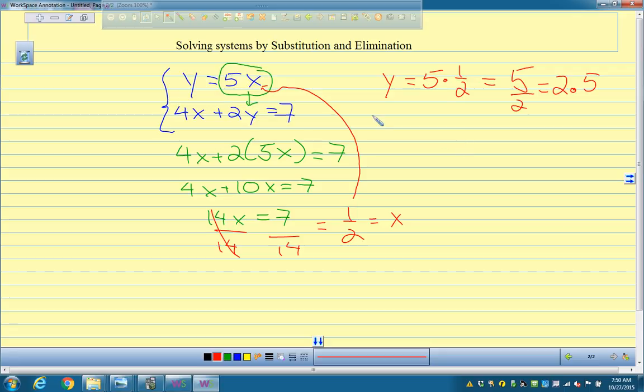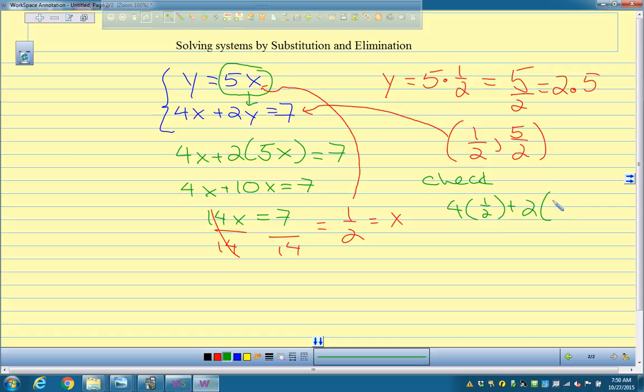So where these two lines, if I were to graph these two lines, where they would intersect is at 1/2, comma, 5/2. Now, just to double check to make sure that that works, I'm going to take this answer and plug it into that equation to check, all right? So my check is going to look like 4 times 1/2 plus 2 times 5/2, and I want to see, does that equal 7, okay?